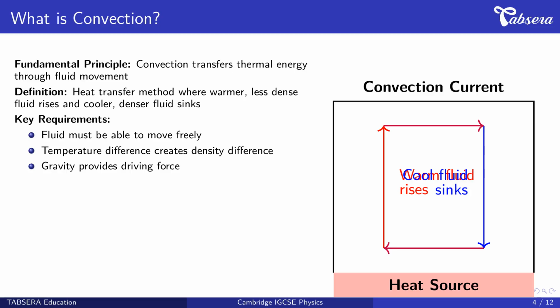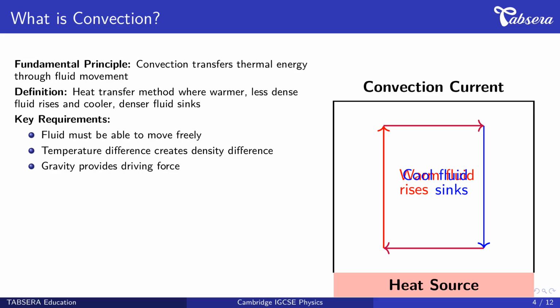Let's explore our first core concept. What is convection? The fundamental principle states that convection transfers thermal energy through fluid movement. This means heat moves not by direct contact like conduction, but by the actual movement of the heated material itself. The definition is heat transfer method, where warmer, less dense fluid rises and cooler, denser fluid sinks. Key requirements include the fluid must be able to move freely. This is why convection doesn't occur in solids.